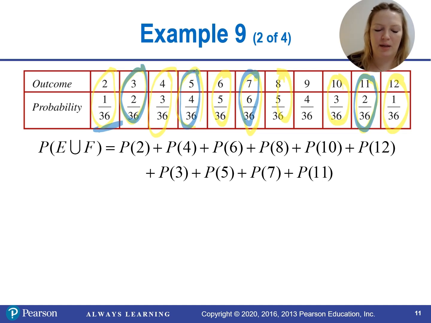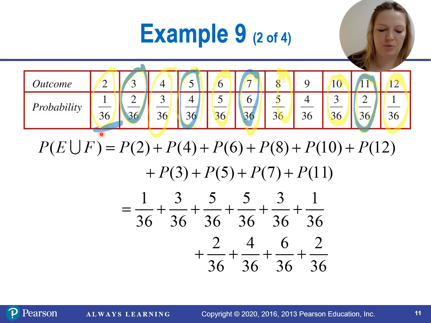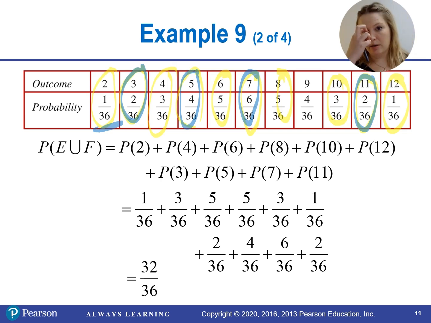The probability that we roll a sum of 2, the probability that we roll a sum of 4, and so forth. So this would be 1 out of 36 plus the probability we roll a sum of 4, 3 out of 36. Probability that we roll a sum of 6 is 5 out of 36. Probability we roll a sum of 8 is also 5 out of 36, and so forth. So we can find all the probabilities of each of those specific outcomes and sum them together to see the total probability is 32 out of 36 that we roll either a sum that's prime or has an even sum.